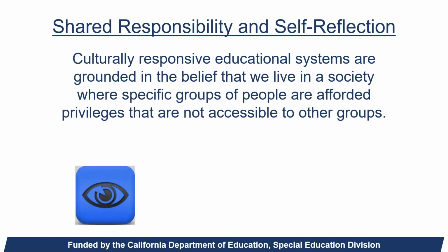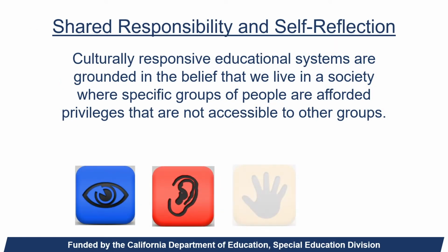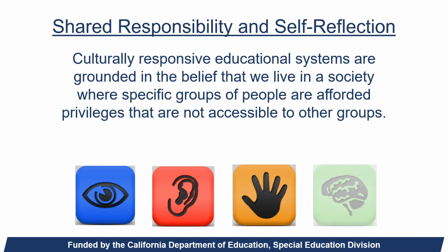To begin the conversation about learner variability through the lens of intersectionality, we have to self-reflect on the idea that there are specific groups of people that are afforded privileges in our society and educational system that are not accessible or afforded to other groups. This requires a level of self-reflection and also shared responsibility. We are responsible for teaching all students beyond the silos of general education, special education, English learners, etc. All students are our students, and all students are general education students first.